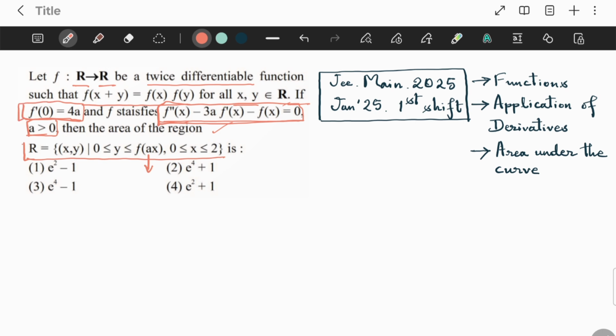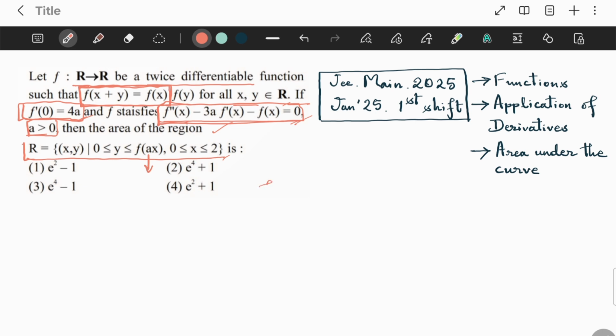However, to find A from these two constraints will also require some knowledge about the function fx. So from where can we get that function? We can get function fx from this. So this is the overall approach. First we'll determine the function fx, then we'll determine A from the constraints, and then we'll find the area which is given in this question.